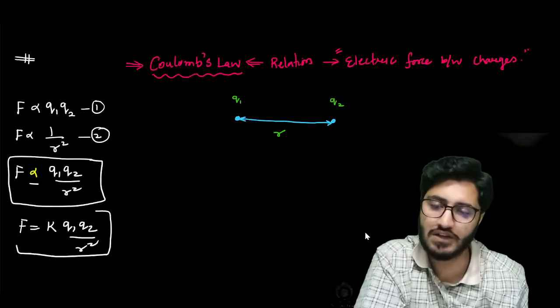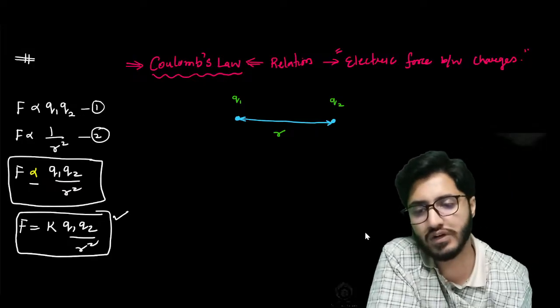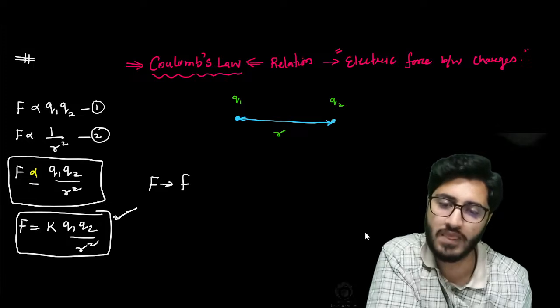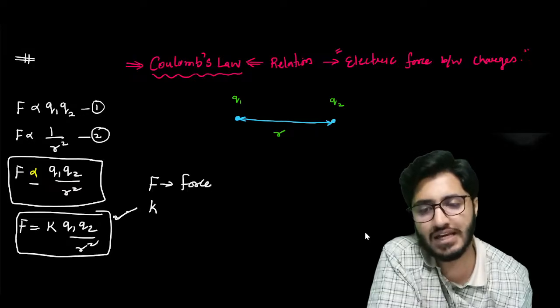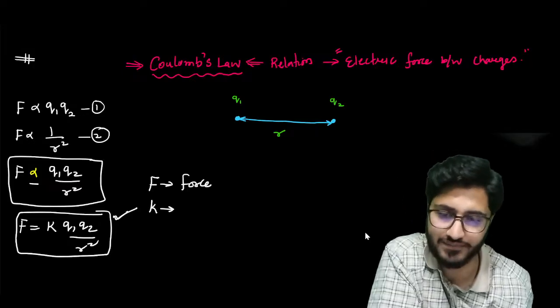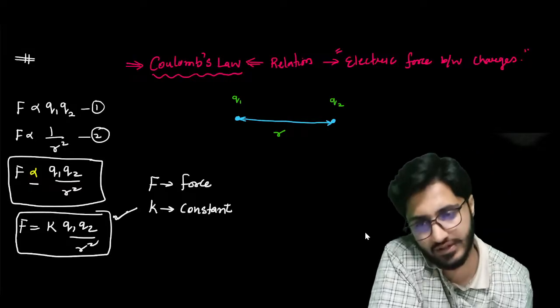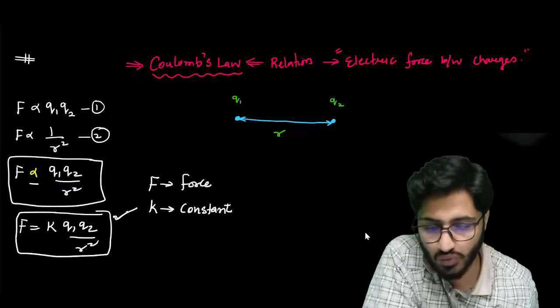So what is this equation? It is Coulomb's law, where F is force. It could be force of attraction or repulsion. What is K? It is a constant, known as Coulomb's constant.